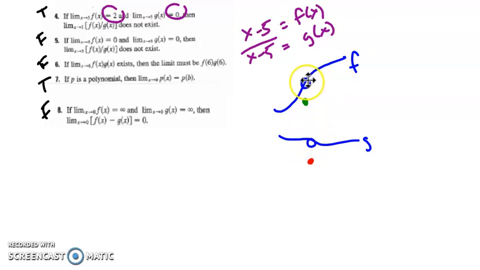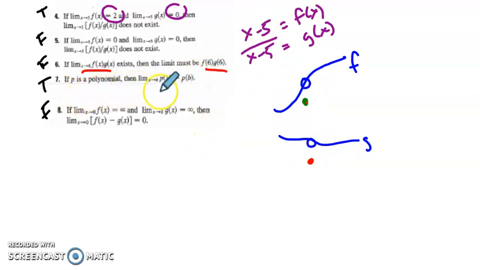Just because this limit here and this limit here exist does not mean that when I multiply the y values of the functions, I get the limits multiplied together, because this y value times this y value will give us this situation, but this point times this point will give us this situation.